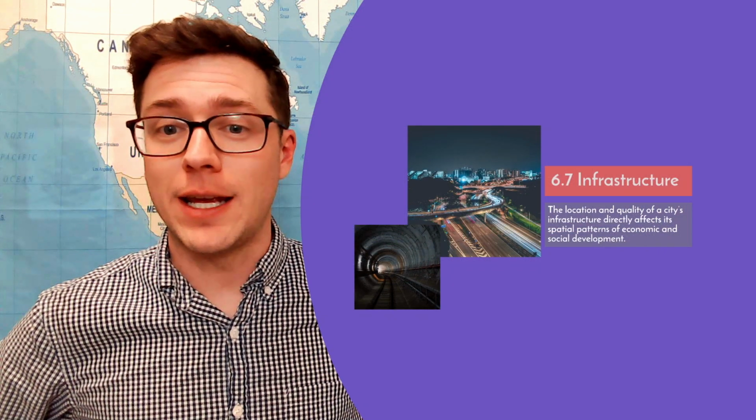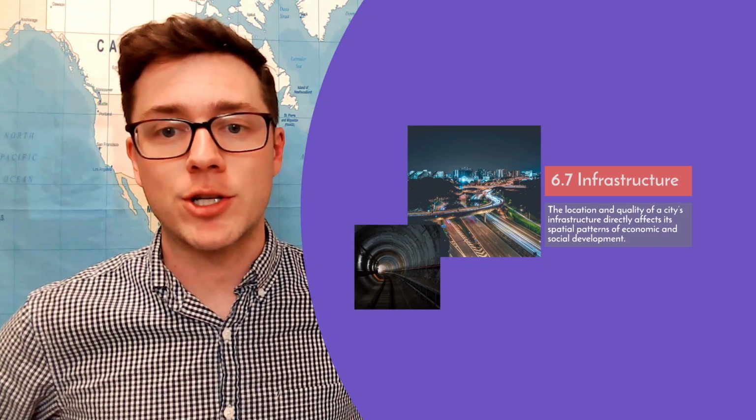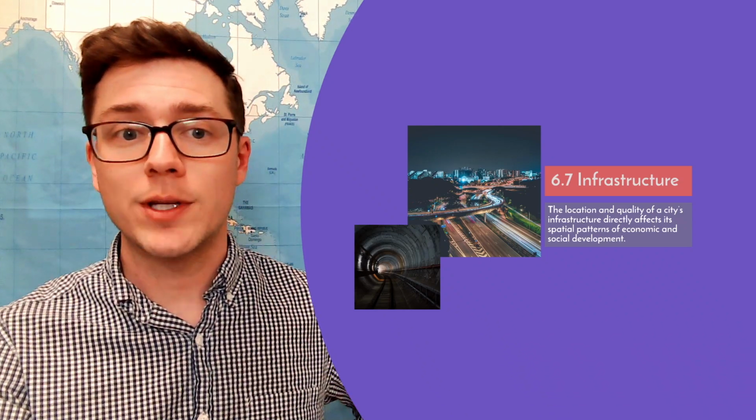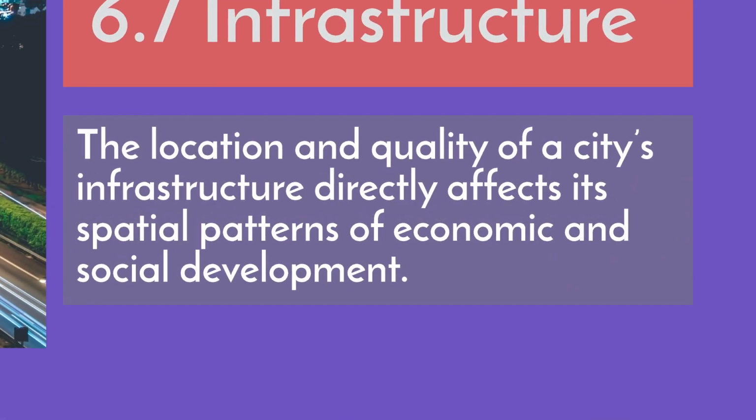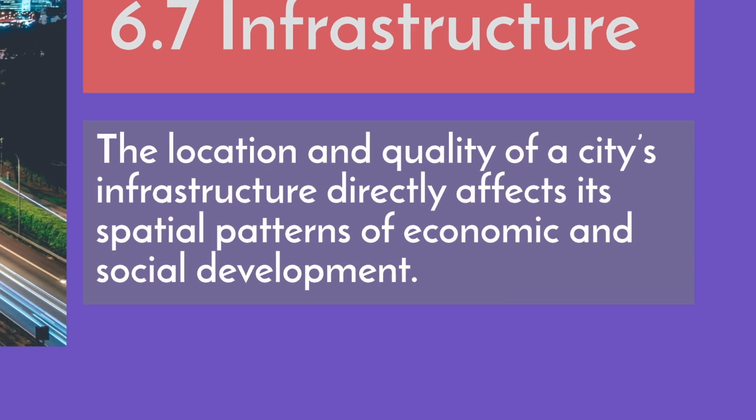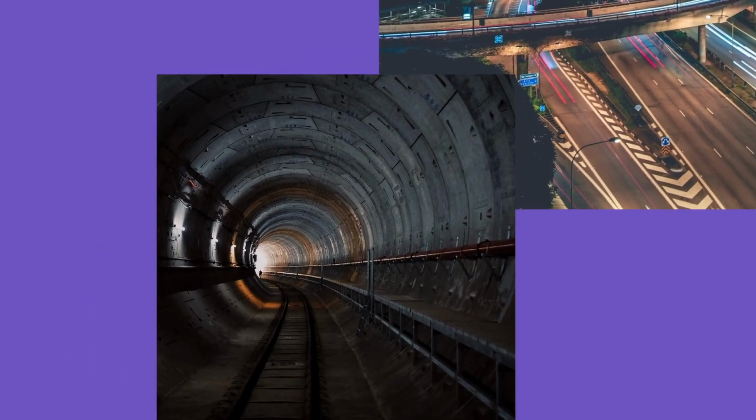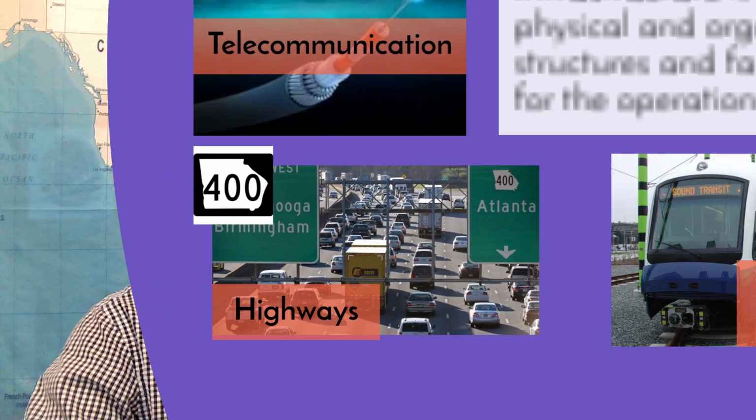Today our focus is infrastructure. Infrastructure is topic 6.7 as we talk about urbanization in cities. Infrastructure seems boring, but it is the thing that keeps our cities afloat and humans able to live in such dense spaces together. The location and quality of a city's infrastructure directly affects its spatial patterns of economic and social development. Infrastructure are things like bridges, roads, tunnels, electrical grids, sewage, all this stuff that allows people to move around and work and live in such a dense area.